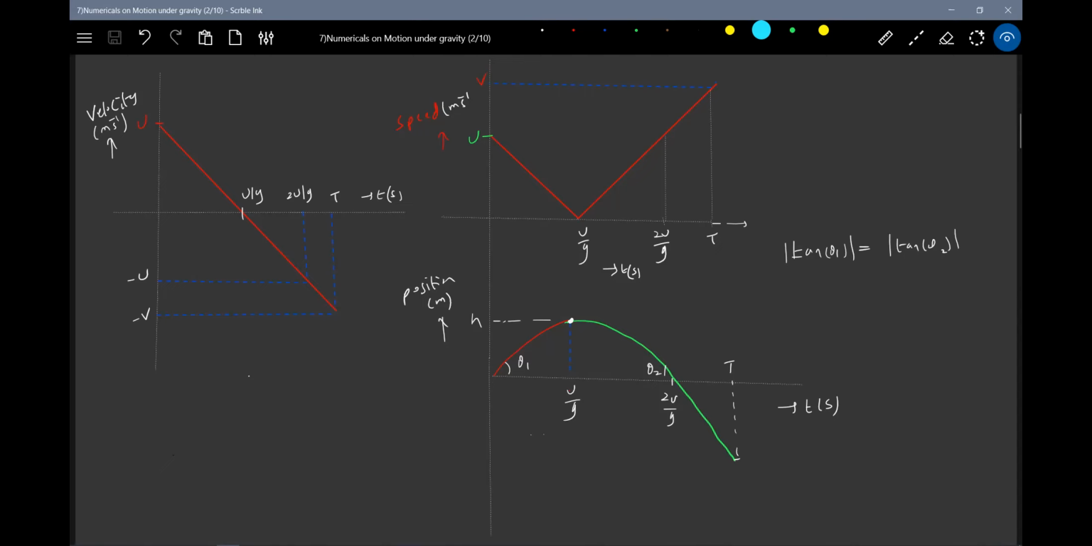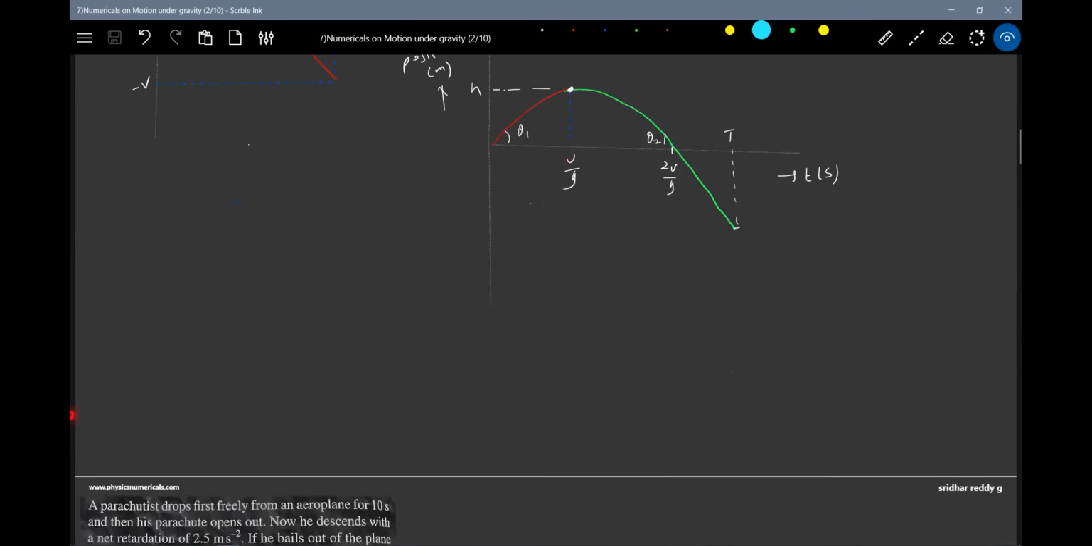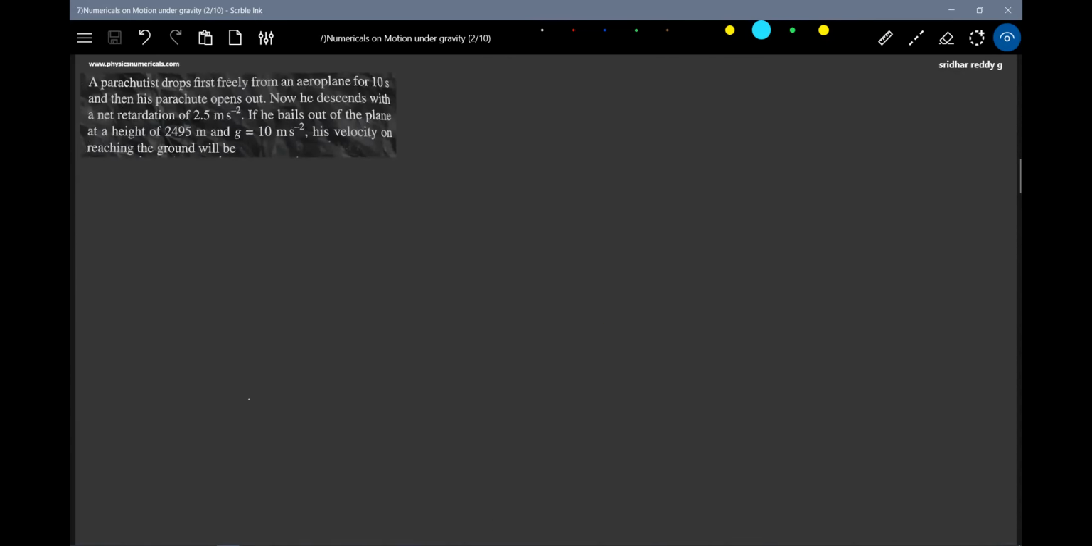Okay, that covers all the basic ideas related to a body projected from a tower of height h. Let's take some numericals.